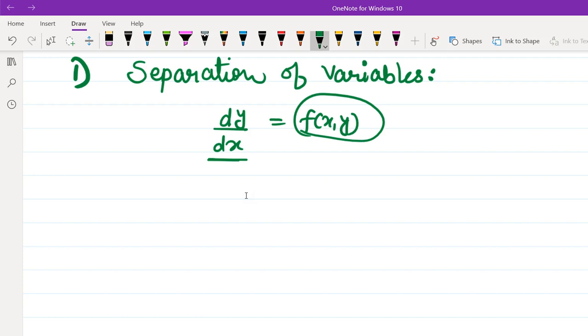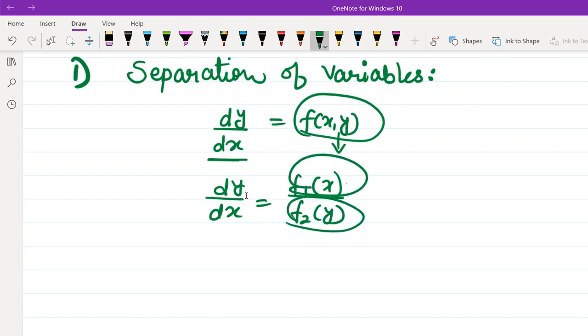You can think of applying the variable separable method when it is possible for you to separate the variable y on one side and the variable x on the other side. When you can separate variables very easily, then you will think of this method. So dy by dx equals f of x comma y can be written as f1 of x upon f2 of y, where f1 of x is a function of x only and f2 of y is a function of y only. That means I have separated variables.